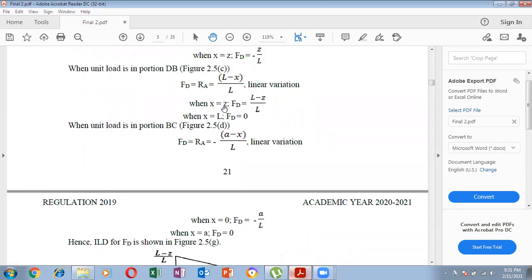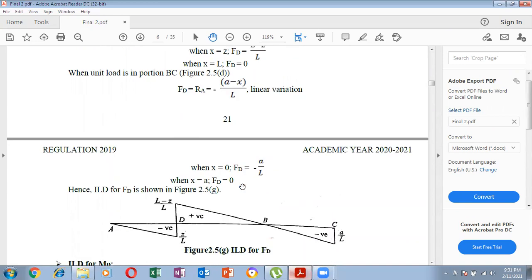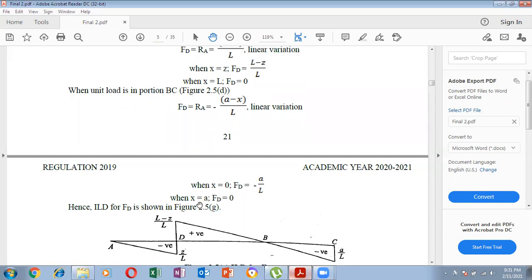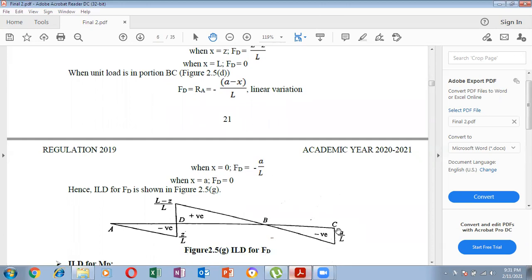So next, when H is equal to Z, it is (L minus Z) by L. That is positive shear force, that is (L minus Z) by L. And when H is equal to 0, it is minus A by L. It is marked here. And when H is equal to A, FD is 0. So by connecting all those points, we get the influence line diagram for shear force about the point D.